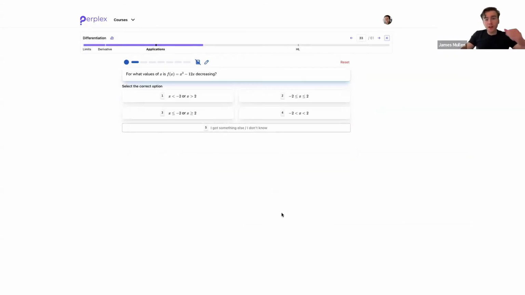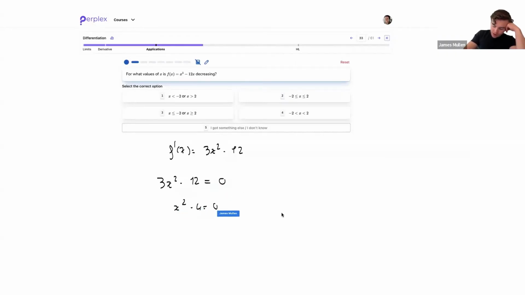Okay, that's enough time. f of x is equal to x cubed minus 12x means that f prime of x is equal to 3x squared minus 12. Okay, so let's solve 3x squared minus 12 is equal to 0. That means that x squared minus 4 is equal to 0. So x squared is equal to 4, or x is equal to plus or minus 2. Those are my roots. Now, here's the thing.